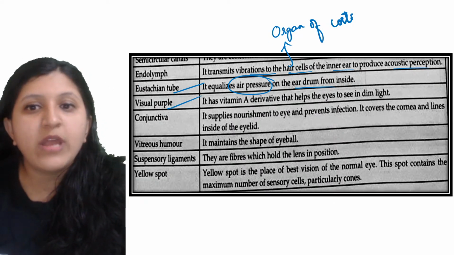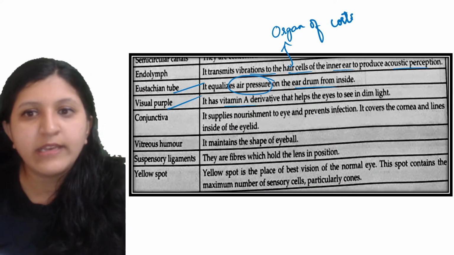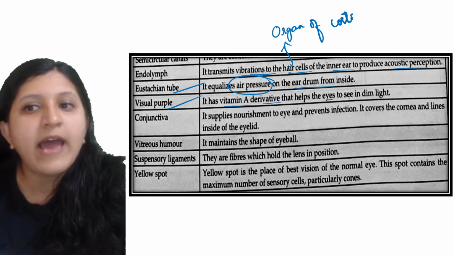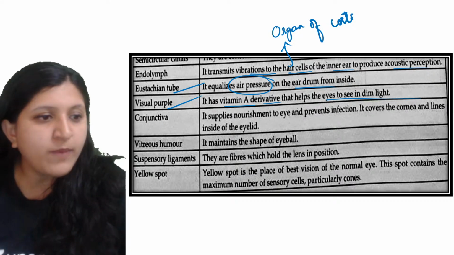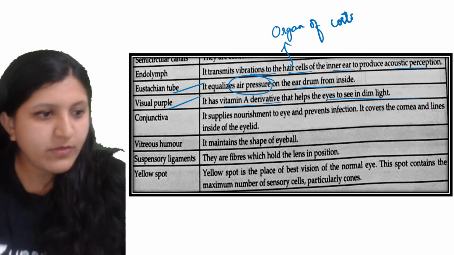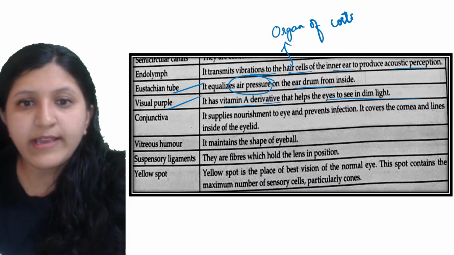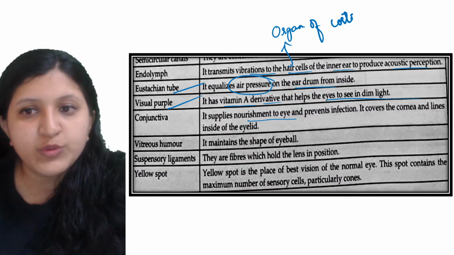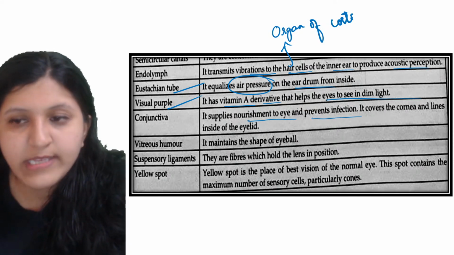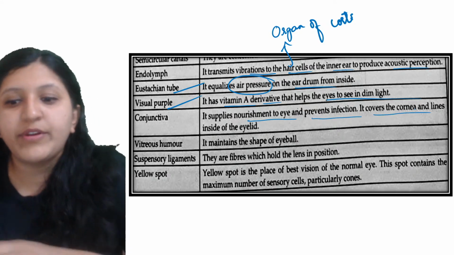Visual purple, now this is a vitamin A derivative that helps the eye to see in dim light. That is basically the rhodopsin pigment which we mentioned. Then conjunctiva is present. This conjunctiva supplies nourishment to the eye and also prevents infection. So this is basically covering the cornea.